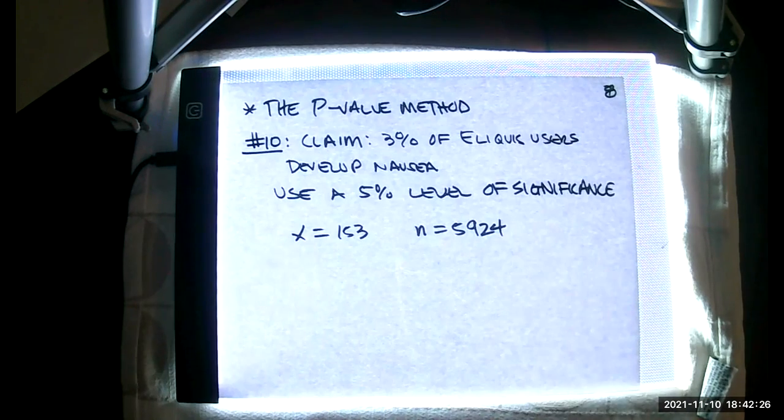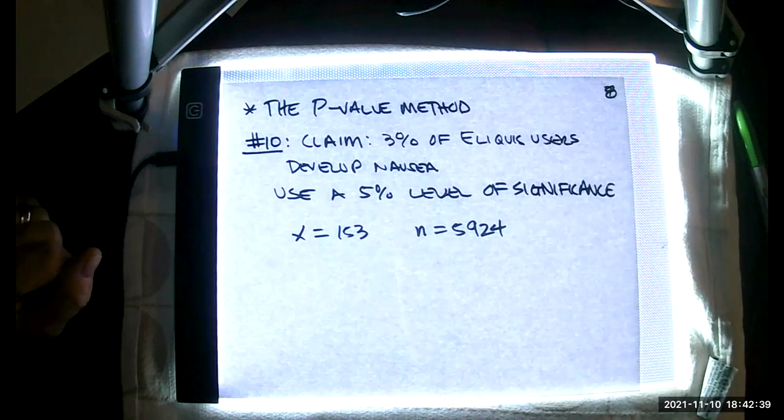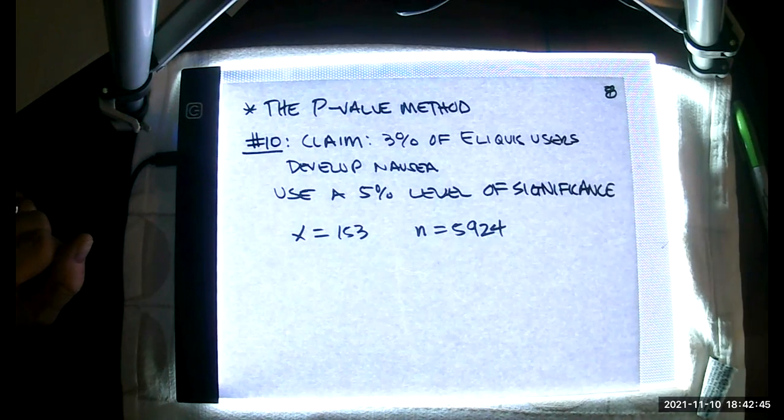This isn't like a made-up problem, like you usually see in a word problem in a math course. This is from the real world. Someone actually did this in the real world. 153 people actually got sick. All right, so there's the question. We're going to test the claim that 3% of Eliquis users develop nausea.